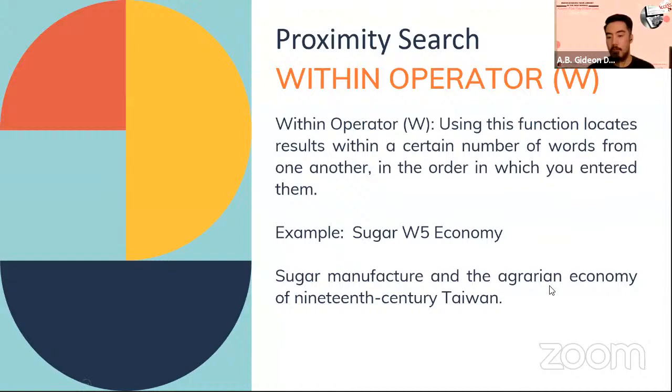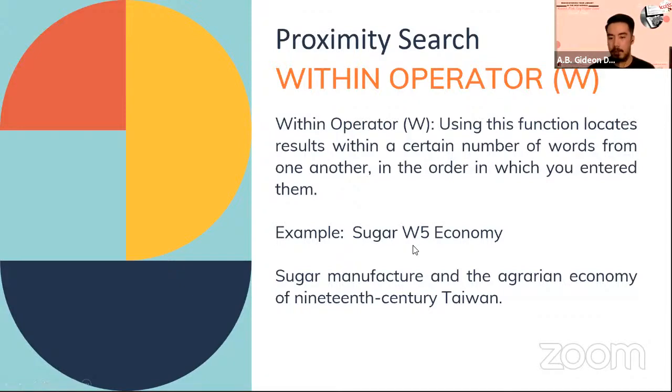So in this case we have four. Because we have used the within operator, it would search for a number of words, may it be one word in between, two words in between sugar and economy, up until a maximum of five words between sugar and economy. Alright? So obviously, this is very much useful if you're going to aim for the title.